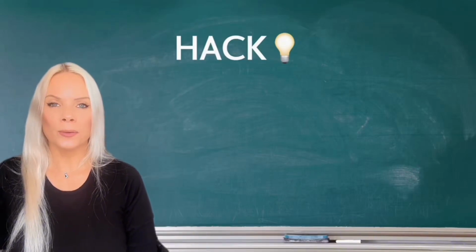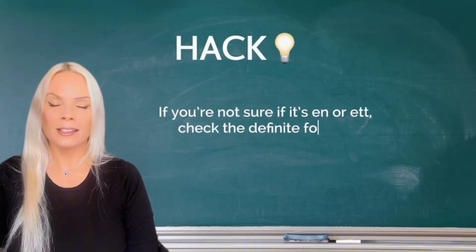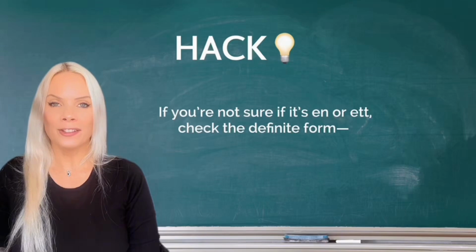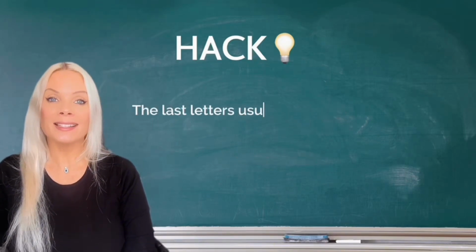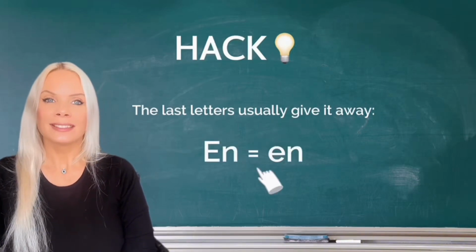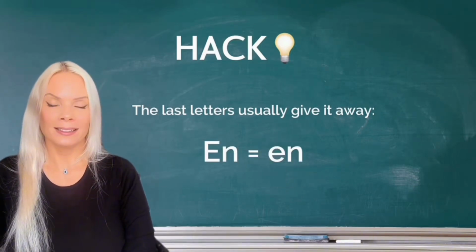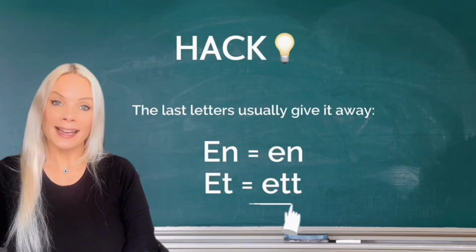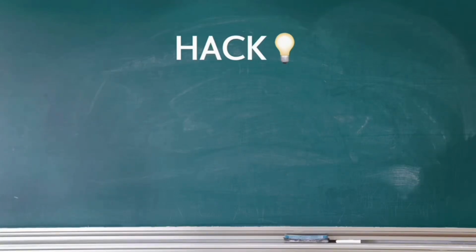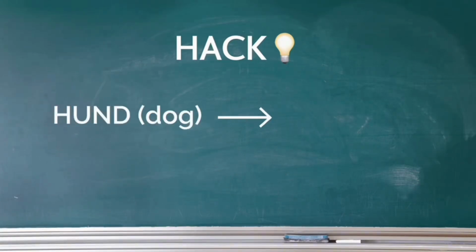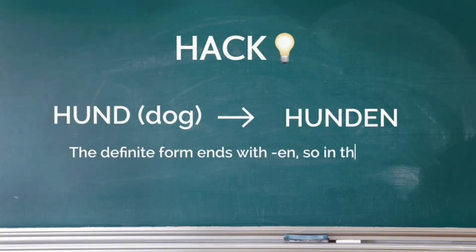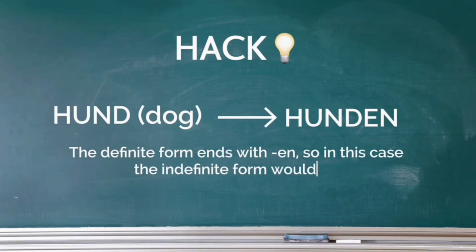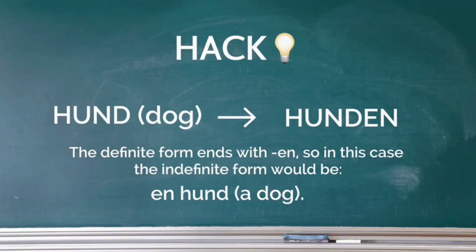Here's a hack you can use. If you're not sure if it's en or ett, check its definite form. The last letters usually give it away. En would be en, and et would be ett. Example: hund, hunden. The definite form ends with en, hunden. So in this case, the indefinite form would be en hund.